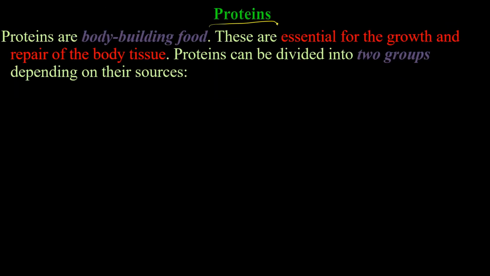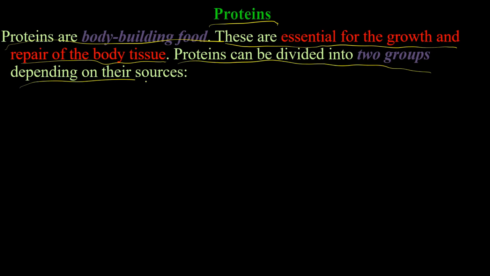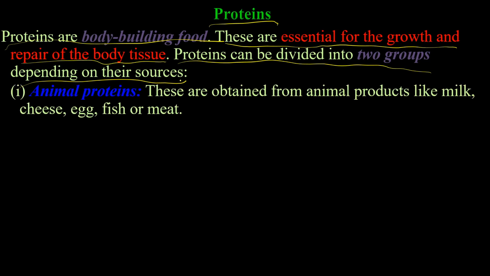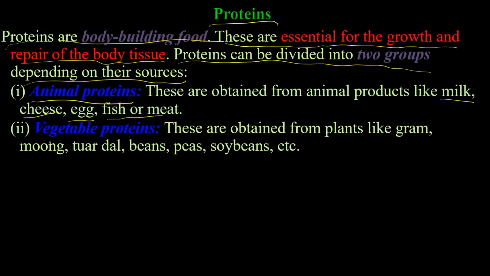Proteins. Proteins are bodybuilding food. These are essential for the growth and repair of the body tissue. Proteins can be divided into two groups depending on their sources. Animal proteins: these are proteins from animal products like milk, cheese, eggs, fish or meat. Vegetable proteins: these are obtained from plants like gram, moong, tur dal, beans, peas, soya beans, etc.